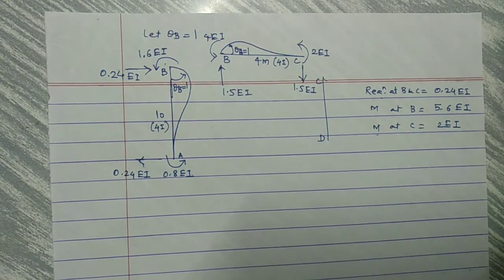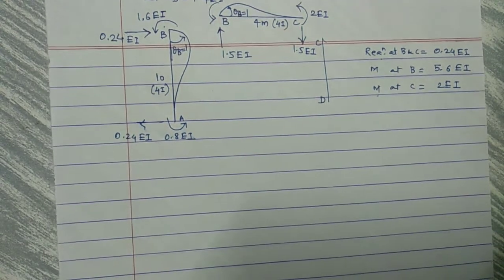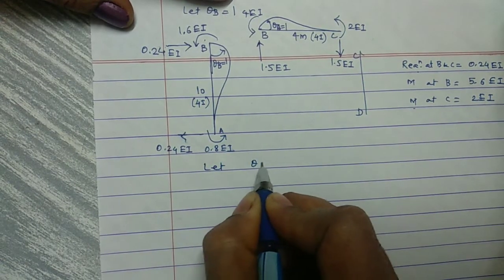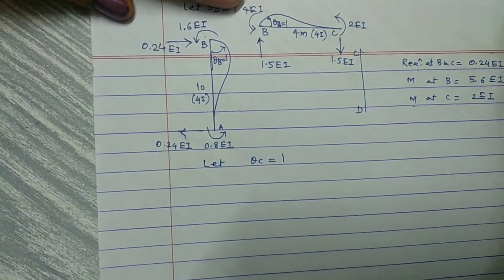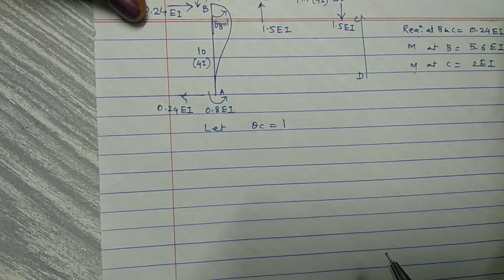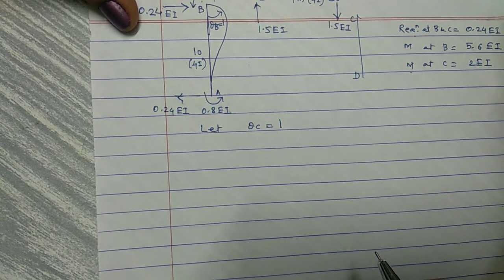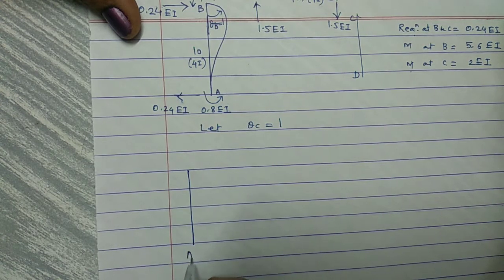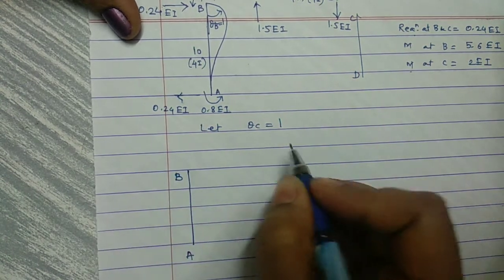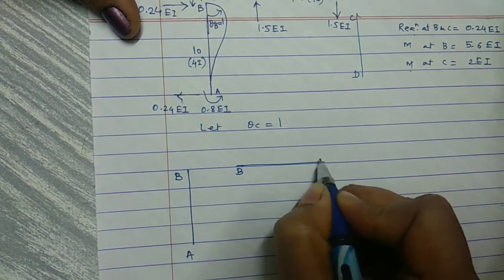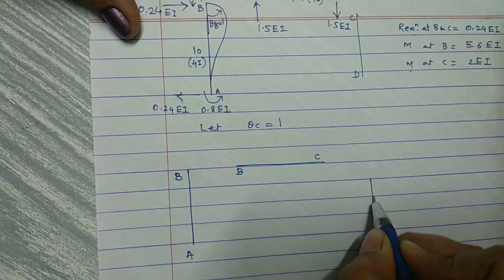Now the last degree of freedom, that is theta C, is remaining. So let us consider theta C equal to 1. That is, giving unit rotation at C point, draw the deflected shape, calculate the stiffnesses and reactions, and from that write the three values. So here, as we are giving the rotation at C point, AB member will be a straight member, BC and CD.